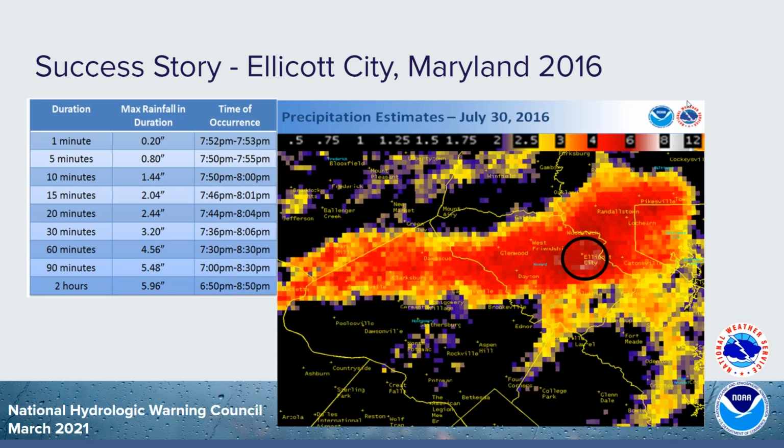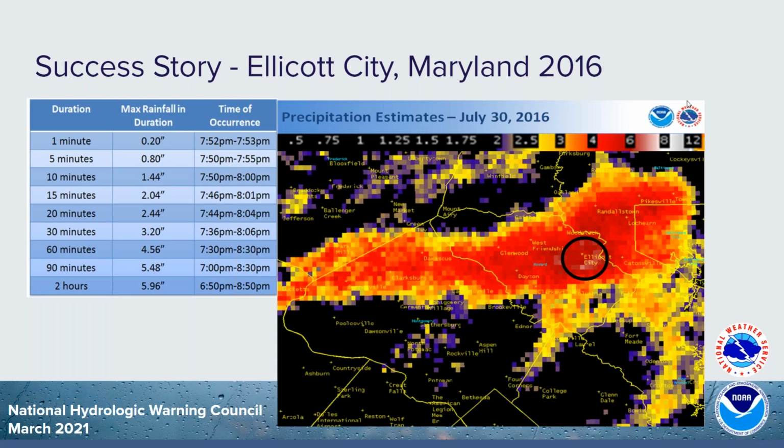We do use radar to estimate rainfall, as shown in the image on the right. The graph you just saw was from Ellicott City, Maryland in 2016, and was the rain gauge that was there. The circled area on this graphic on the radar is estimated to have received somewhere between 5 and 7 inches of rain.